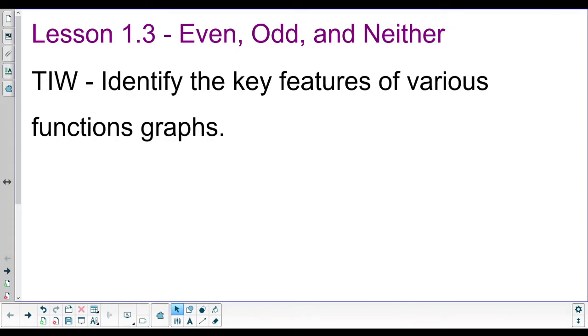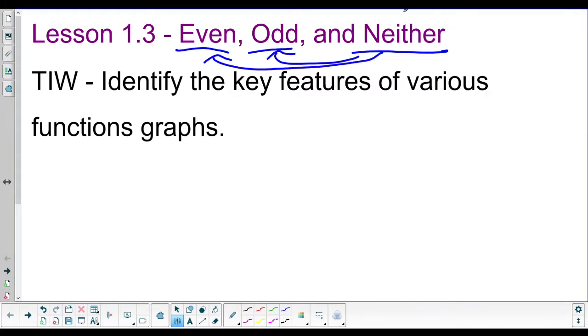We are going to talk about symmetry in functions and in graphs today. There are three different types of symmetry, or rather two types and one, I guess, non-type. You know what I mean? It's not a type of symmetry, it's just not symmetry. You feel me? So we're going to talk about what it means to be even, what it means to be odd, and then if it's neither of those two.